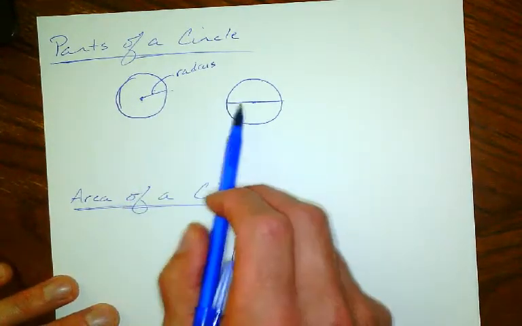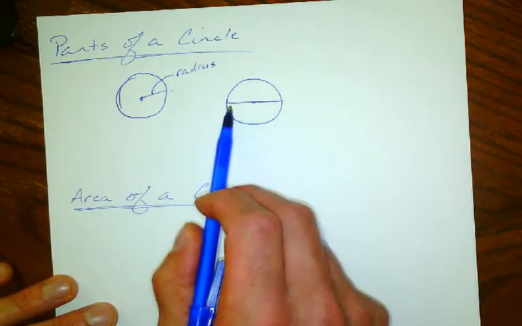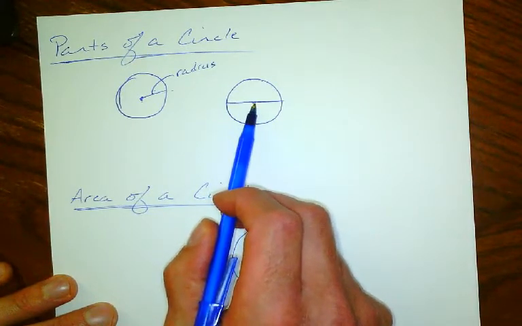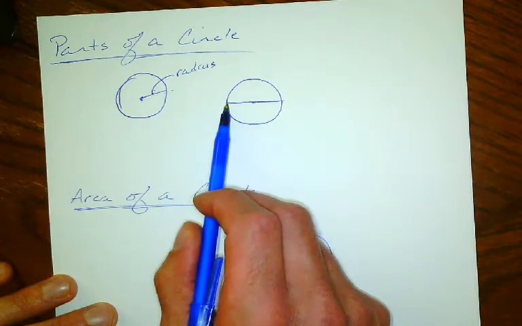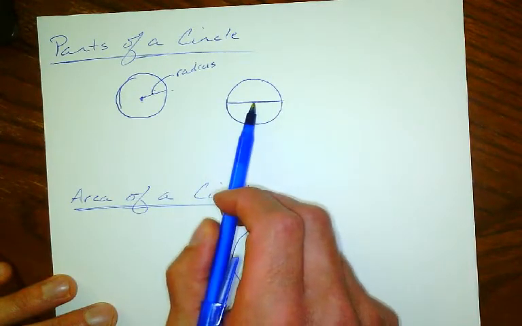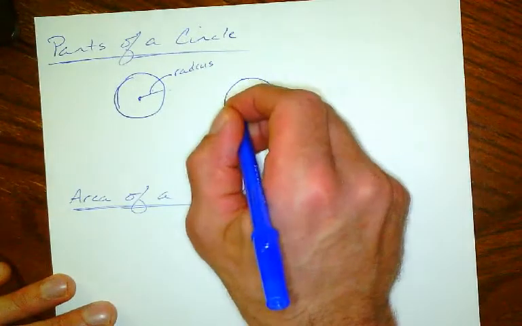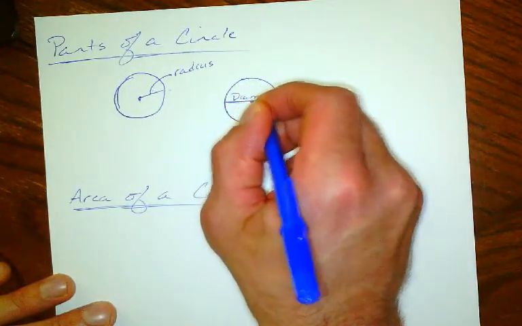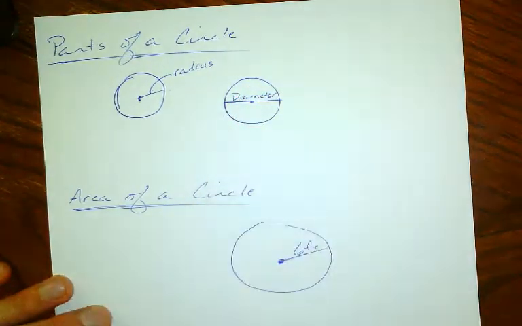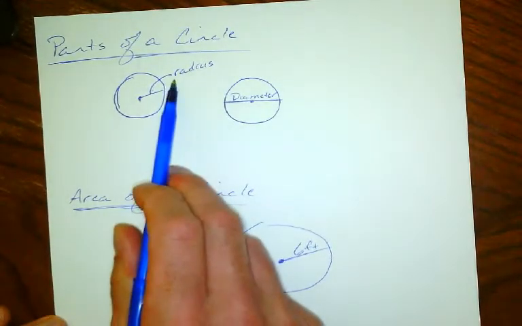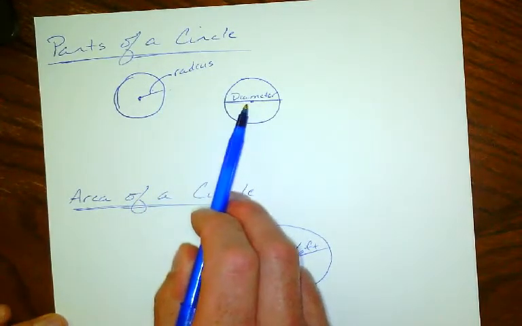The distance all the way across the circle that passes through the center point is the diameter. So this distance from edge to edge that passes through the center, this is called the diameter. So we have radius, which is halfway. We have diameter, which is all the way.